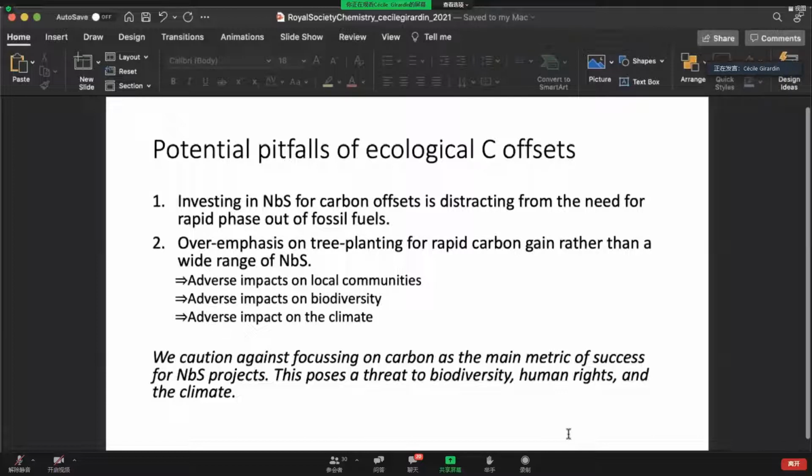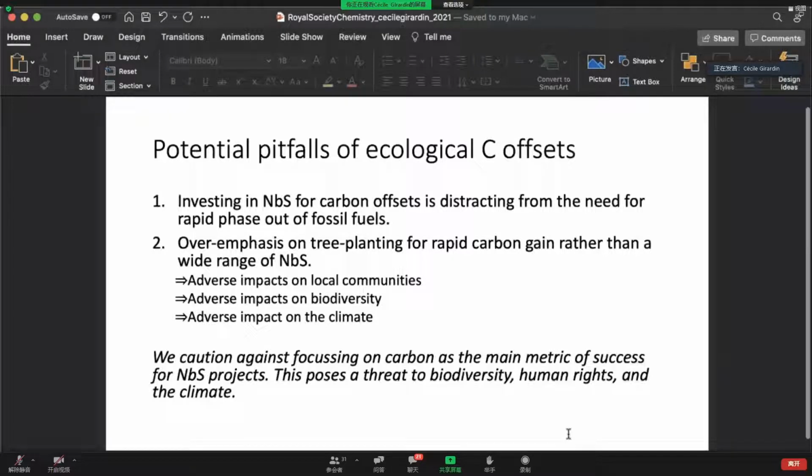So how can investing in nature-based solutions help us offset emissions? Again, we can't say it enough. The priority for reaching net zero is keeping fossil fuel in the ground. So it's decarbonizing our economy. But for those residual emissions that can't be kept in the ground at the moment in the short term, we do need to look to negative emission technologies, and that includes nature-based solutions.